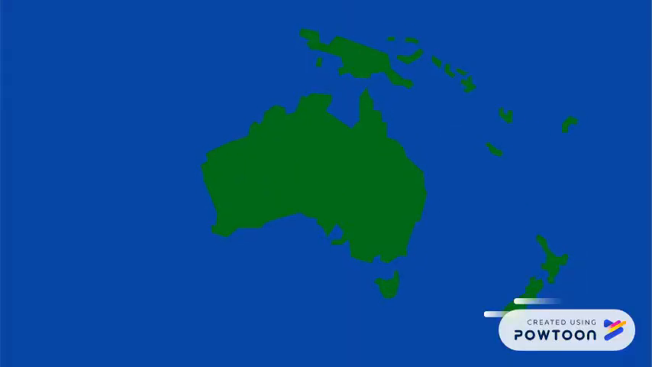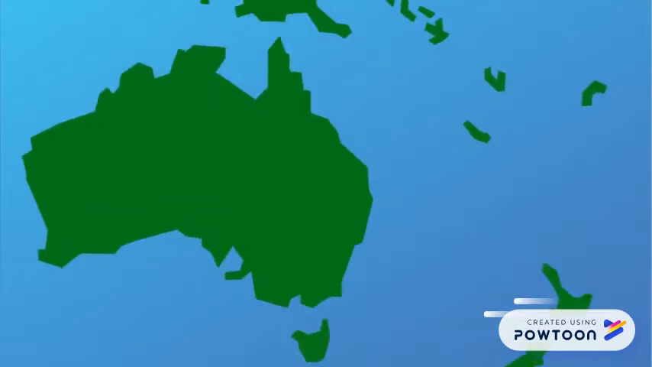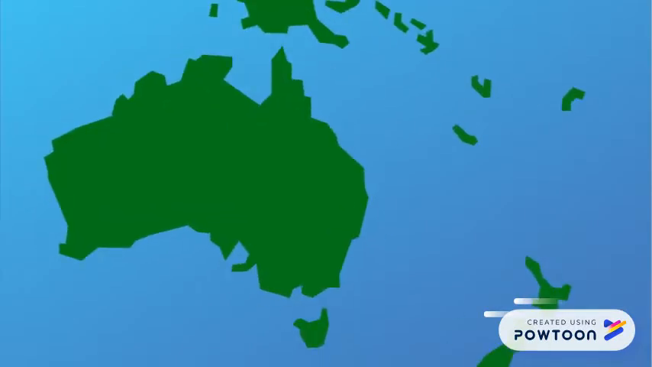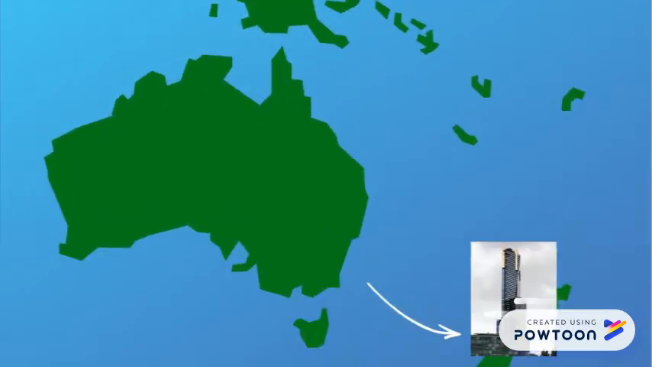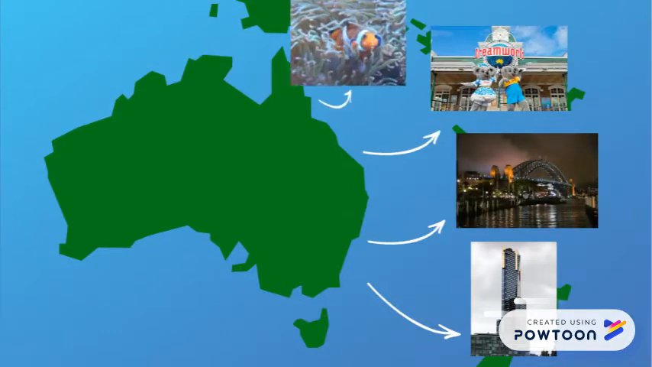Now let's say that Australia represents journal articles, and the states in Australia are the equivalent of the components of a journal article. Like a journal article, each state has some features that we expect to see there. Victoria has the Eureka Tower, New South Wales the Sydney Harbour Bridge, Queensland has Dreamworld and the Great Barrier Reef.